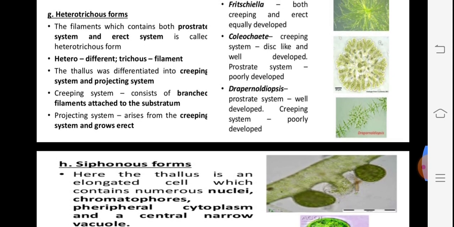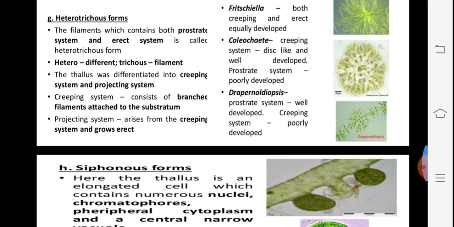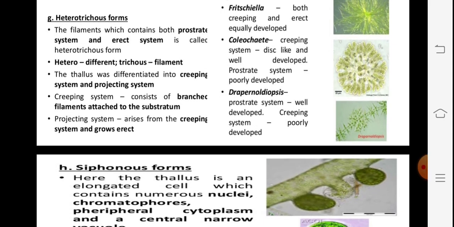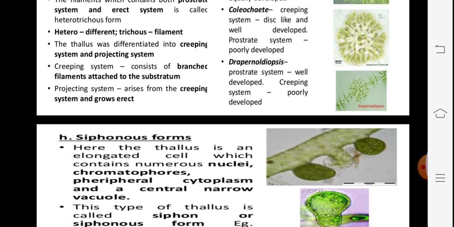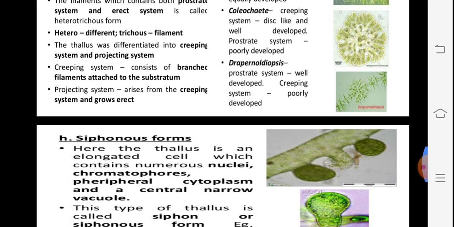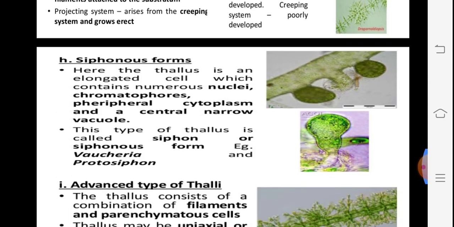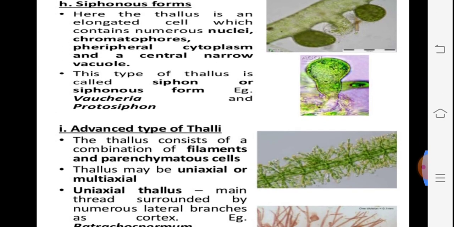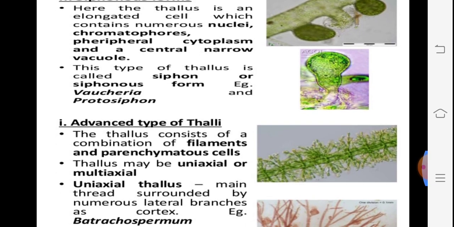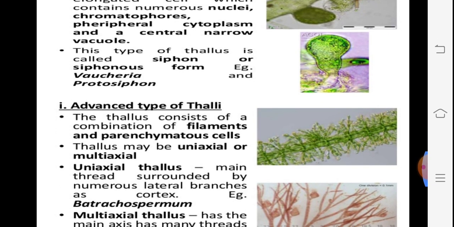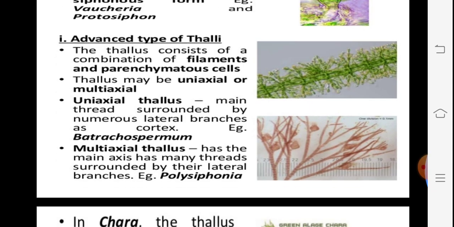The genus Coleochaete has a shield-like, disc-like structure. It shows a prostrate and an erect system. And in Draparnaldiopsis there is a prostrate system too. Remember the name. Then siphonaceous forms are not seen in this Chlorophyta. So Vaucheria is from the Xanthophyta, but is given just as a type of thallus.